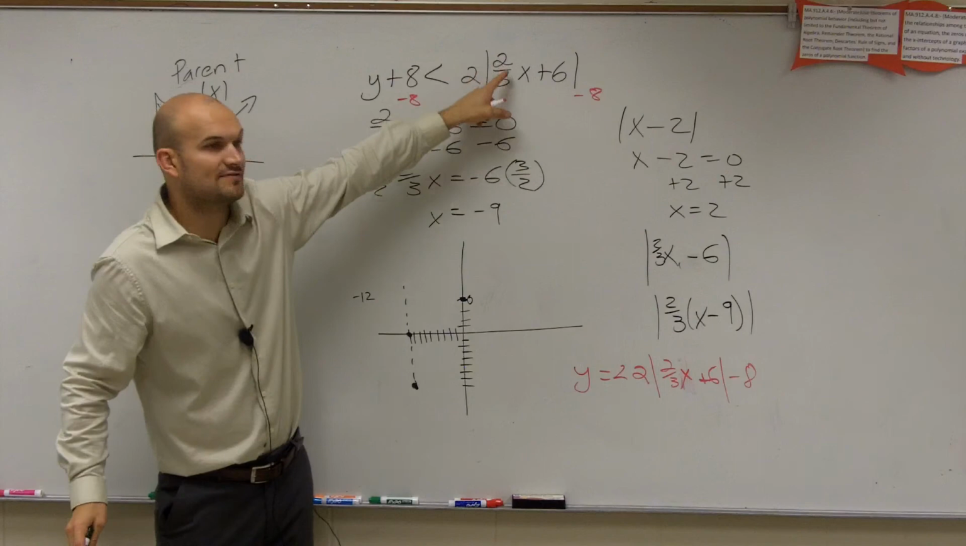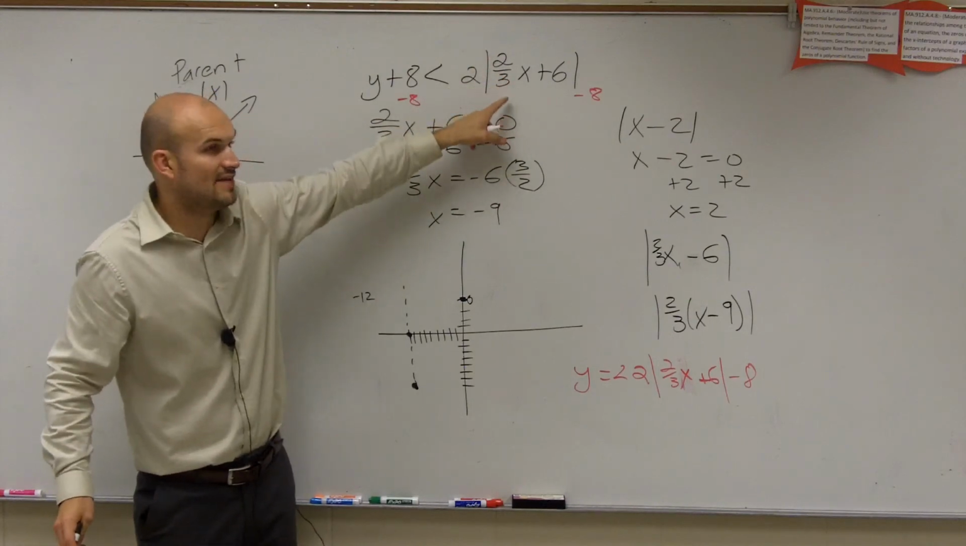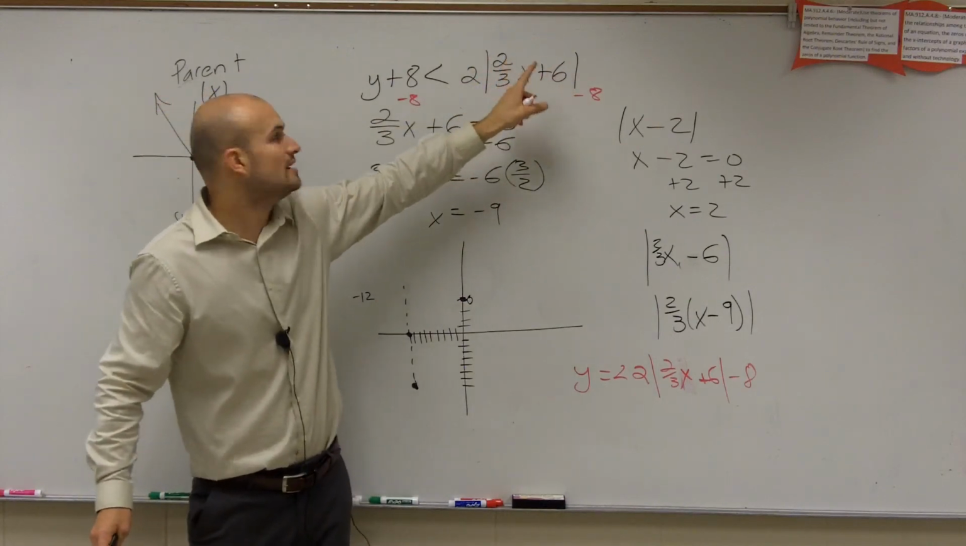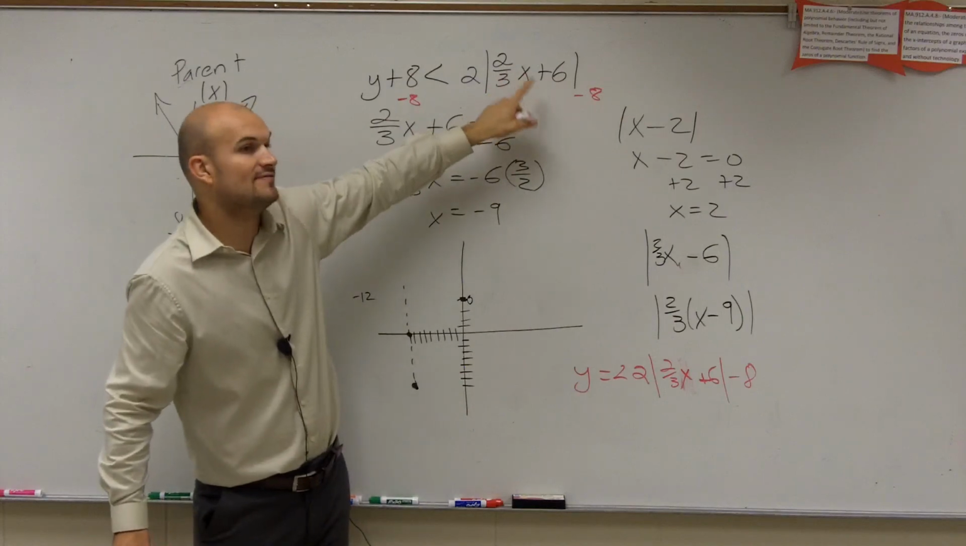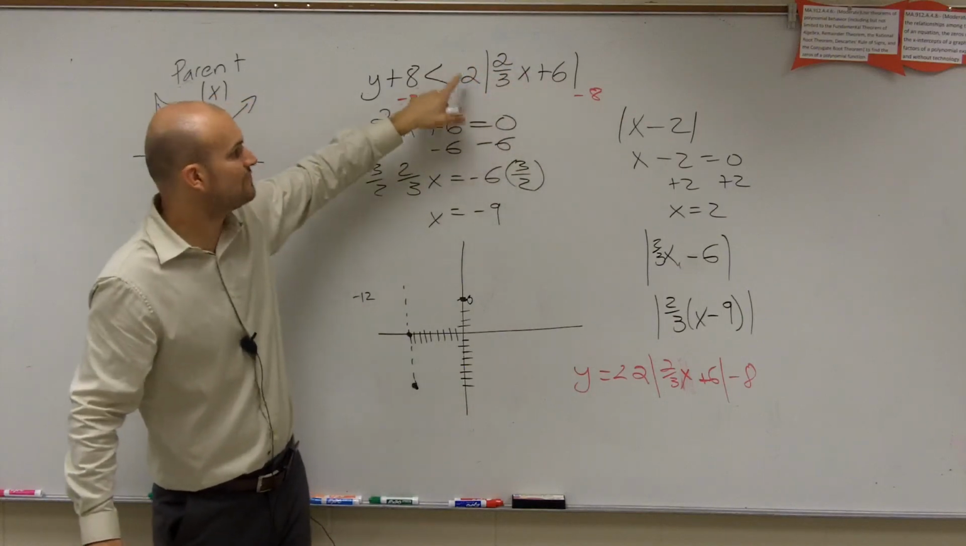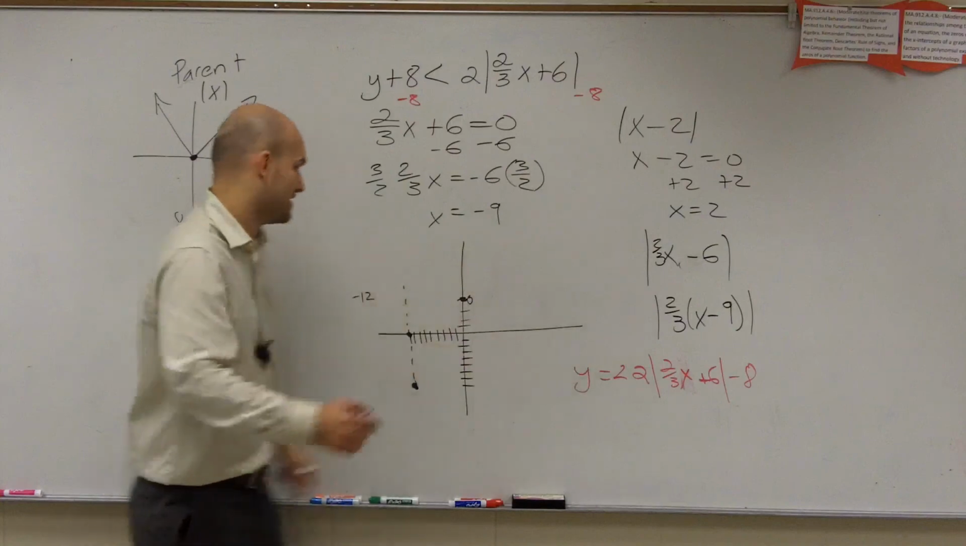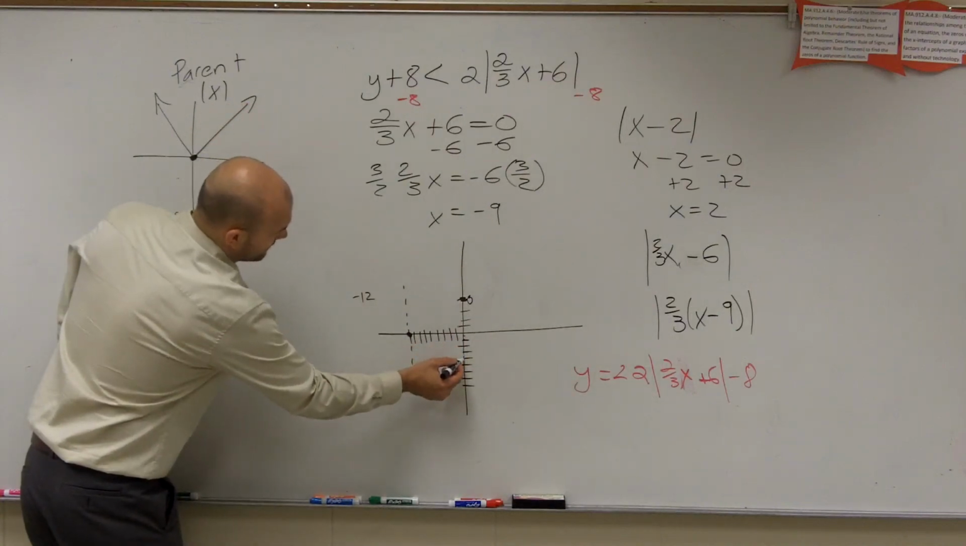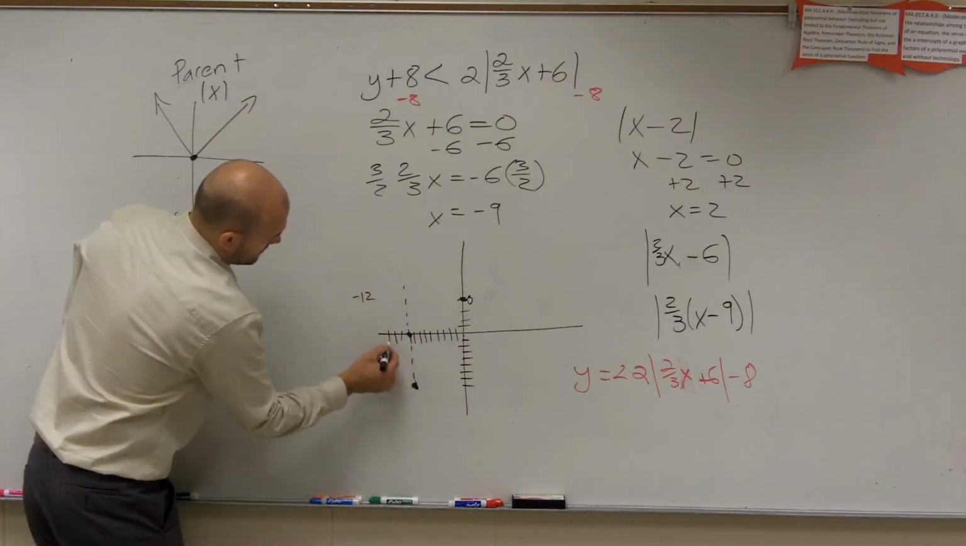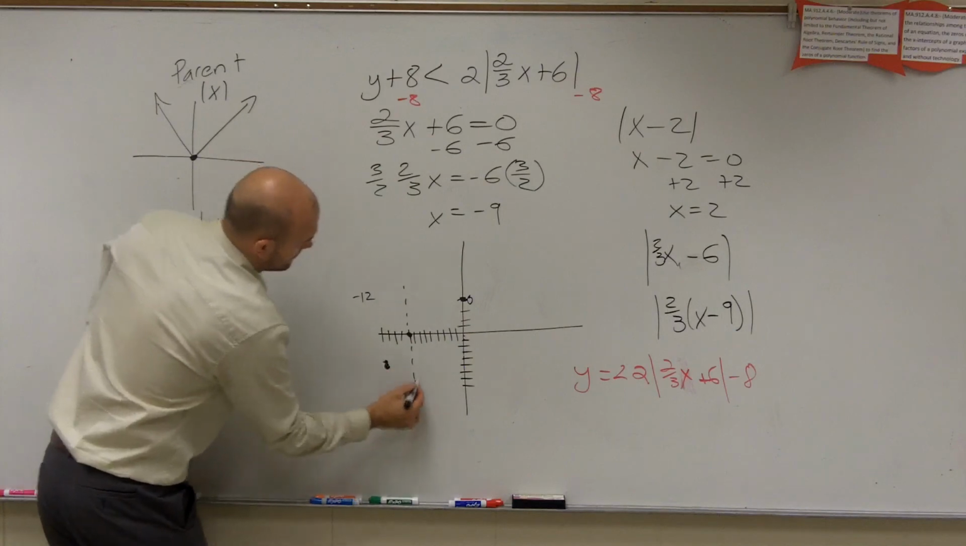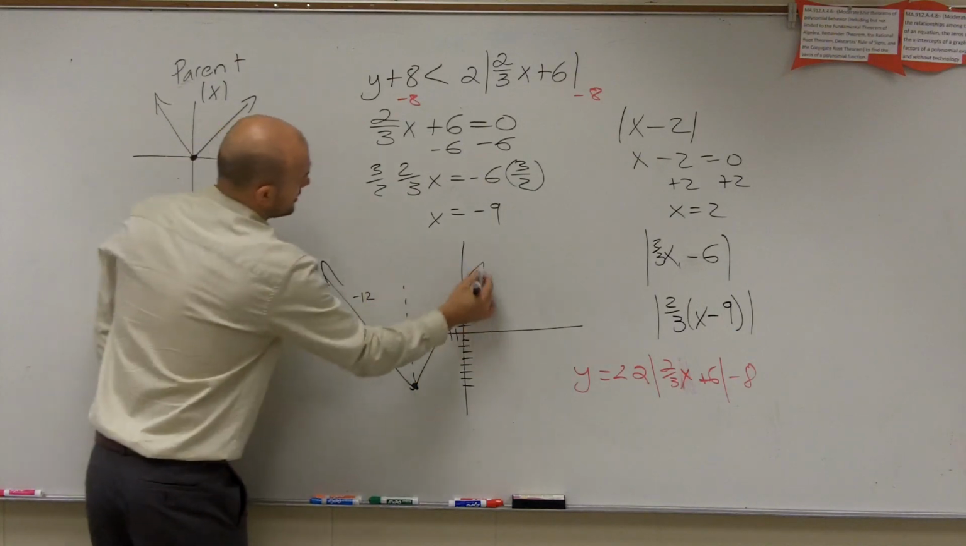Then you'd plug in -12. -12 times 2 is -24. Divided by 3 is -8. -8 plus 6 is -2. Absolute value of -2 is 2. 2 times 2 is 4. 4 minus 8 is -4. 1, 2, 3, 4. It looks something like that.